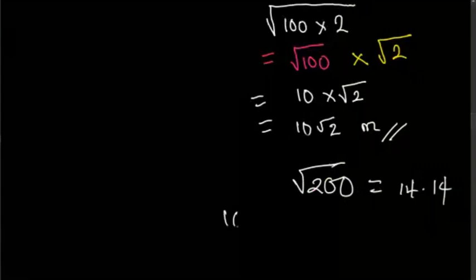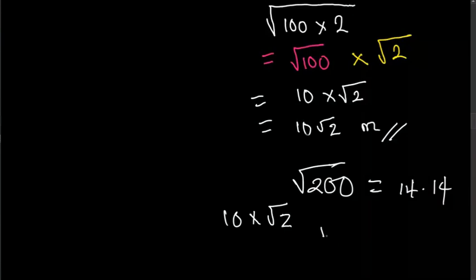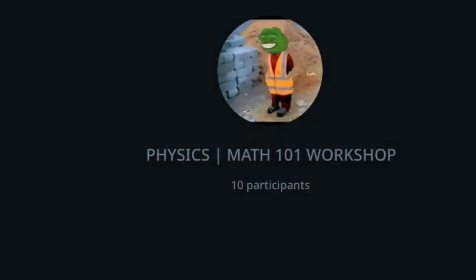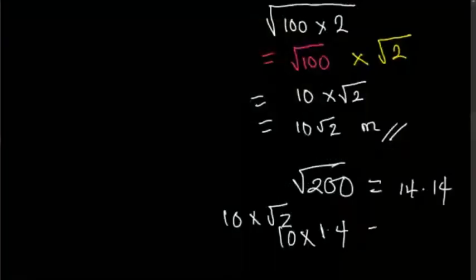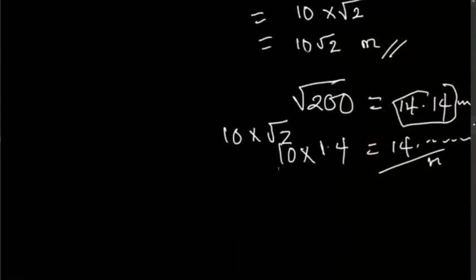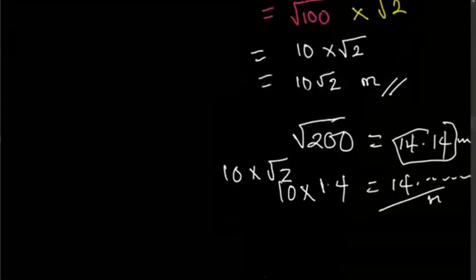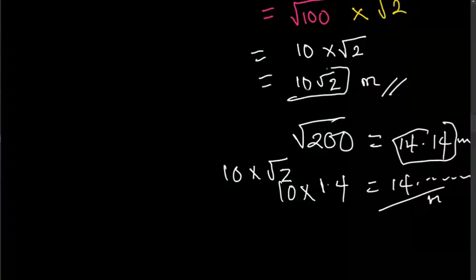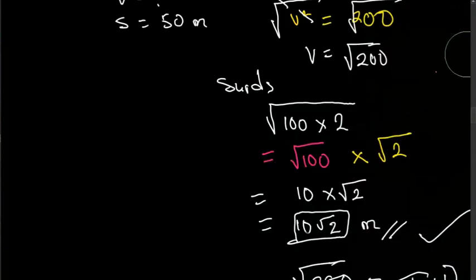When I was saying 10 times root 2, we know that root 2 is around 1.4 something. So 10 times 1.4 is going to give us 14 point something. We don't know what the decimal is, but that's an approximate value. So if you see in your option 14.4 meters, wouldn't you know that that's the answer? Of course you would. Now, if you see in your option in short form 10 root 2, you also know that this is the answer to pick. I hope that's clear enough.